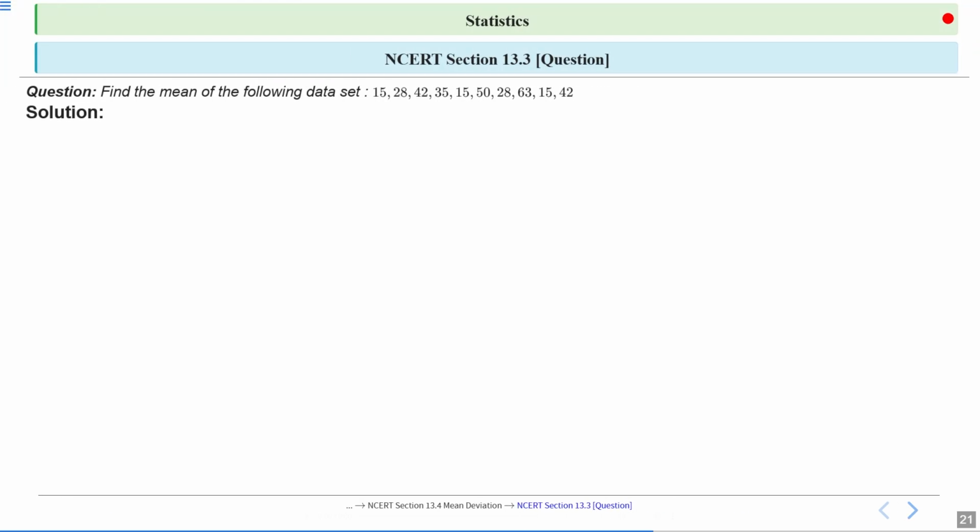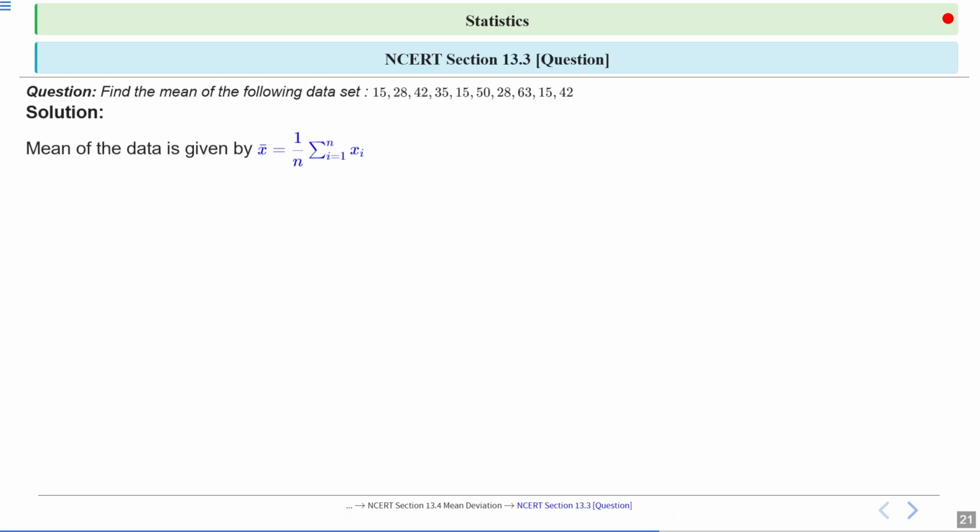So let's start by looking at the question. We need to find the mean of the following data set. Okay, so let's solve this question step by step. We will use the formula for mean.